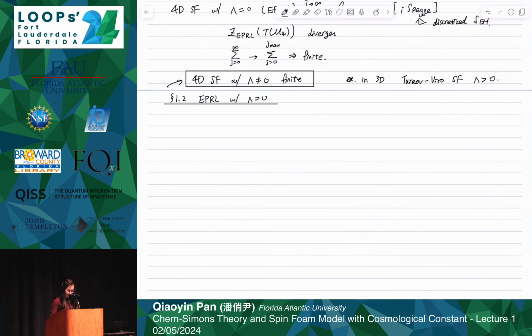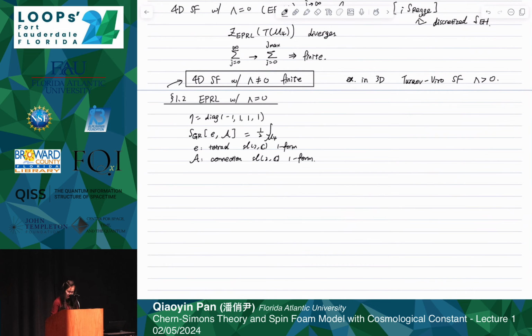We work in the Lorentzian signature, so the signature would be -1, 1, 1, 1. And if we consider the first order action for GR, it's a function of the tetrad and a connection. This E is a tetrad, an SL(2,C) 1-form. And this A is a connection, also an SL(2,C) 1-form. And this action is written as an integral over the four-manifold.